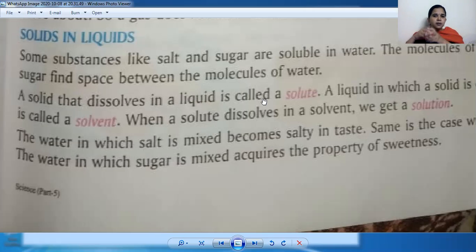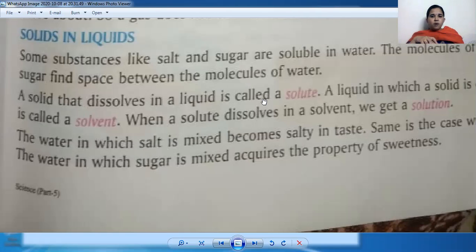And what are you taking? Water. So that will dissolve it, which means it is a solvent. Who will dissolve the solute? The solvent. The solvent will absorb that, so it is called the solvent. When a solute dissolves in a solvent, we get a solution. So when you mix sugar in water, if you take the water and the sugar and mix the sugar in the water, then it becomes a solution.